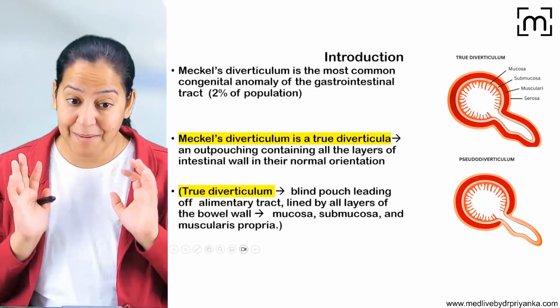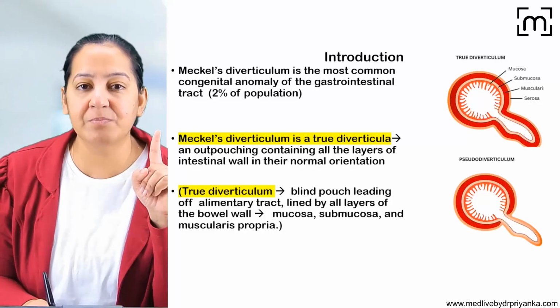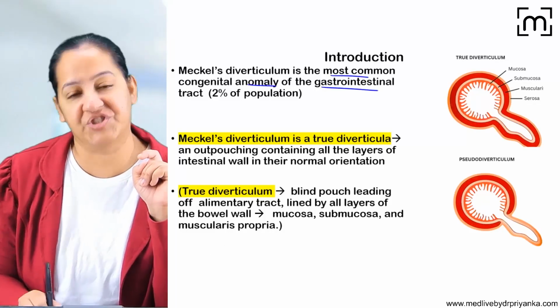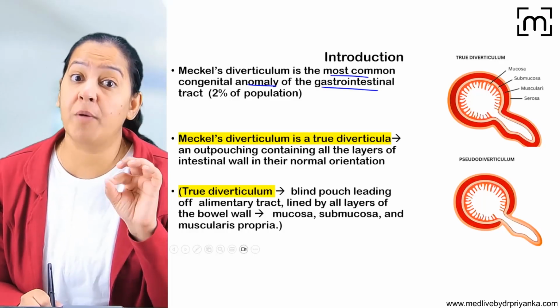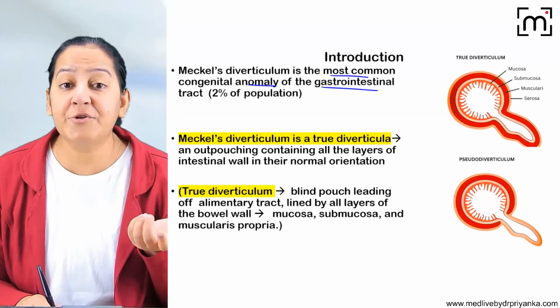Now let's come to the topic Meckel's diverticulum. What is Meckel's diverticulum? Meckel's diverticulum is the most common congenital anomaly of the GIT. Among the GIT, the most common congenital anomaly is Meckel's diverticulum. That is one thing you must know. It is a true diverticulum.